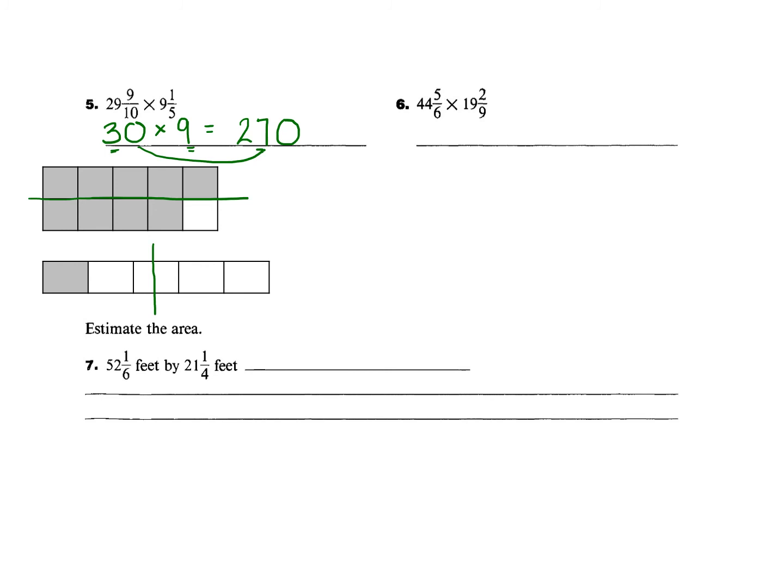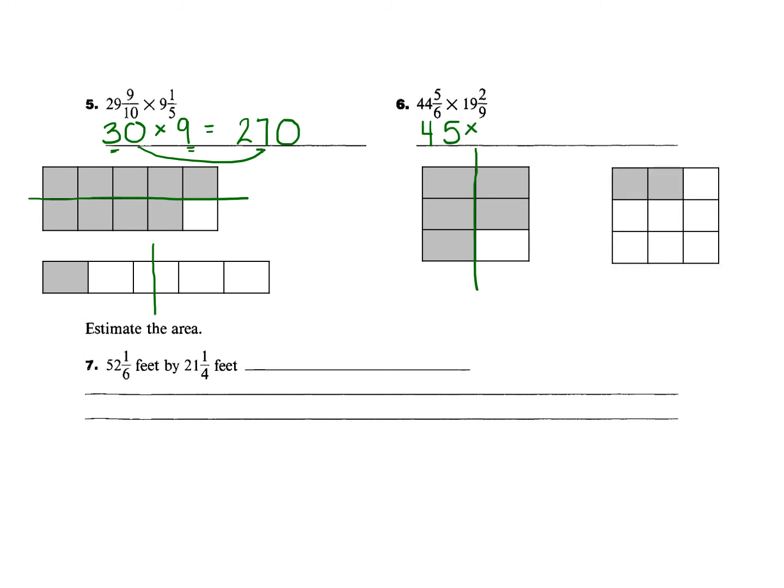All right, problem number 6. 44 5/6 times 19 2/9. So 44 5/6, this would be half. So this would definitely round to 45. And 19 2/9, this would be half. So this would just stay 19. Now, I would round, because this is a little odd to multiply in your head. I would make this 45 times 20, so I could do it mentally.